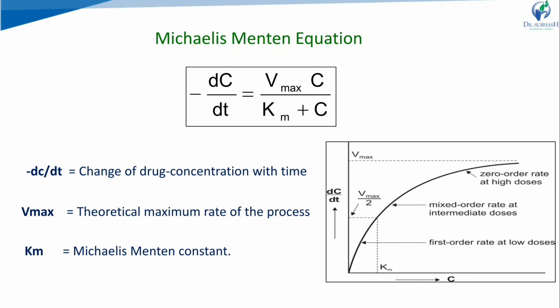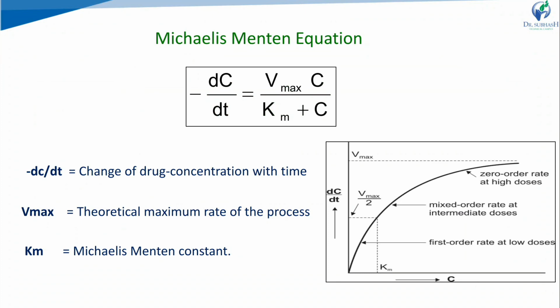The saturation and capacity limited process goes for the non-linear kinetics. So it is best described by the Michaelis-Menten equation, and the equation is the change in concentration with time, the rate of decline of drug concentration with time. So dC/dt is equal to Vmax into C divided by Km plus C. Here dC/dt is the change of the drug concentration with time, Vmax represents the theoretical maximum rate of the process, and Km is the Michaelis-Menten constant.